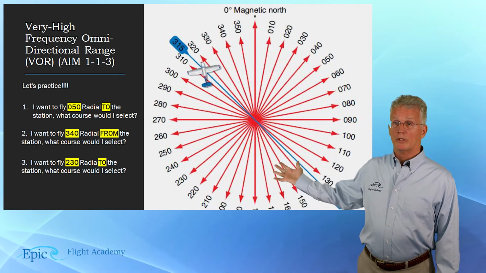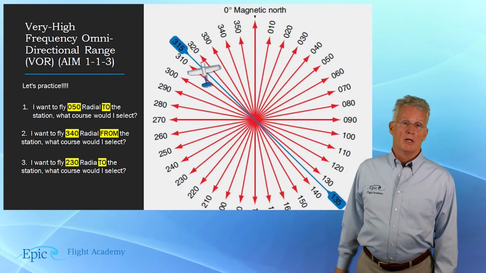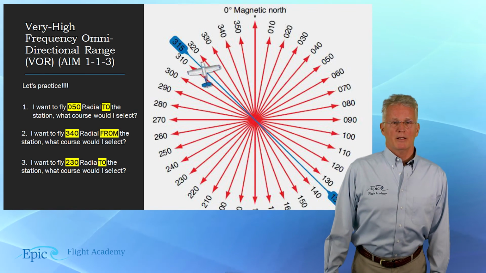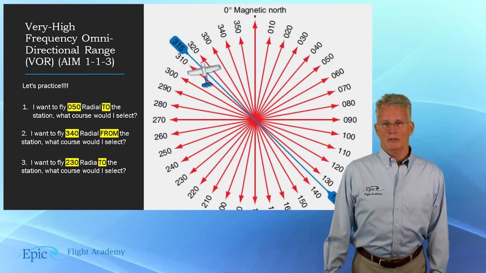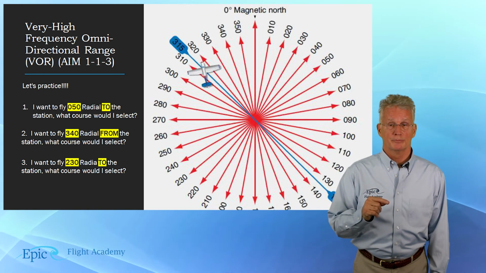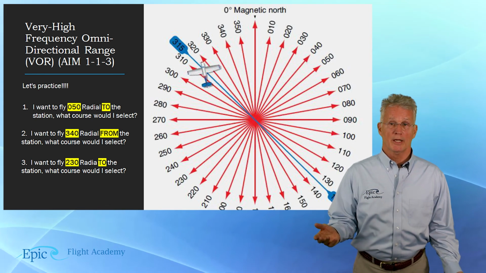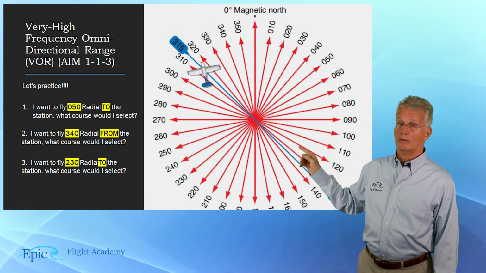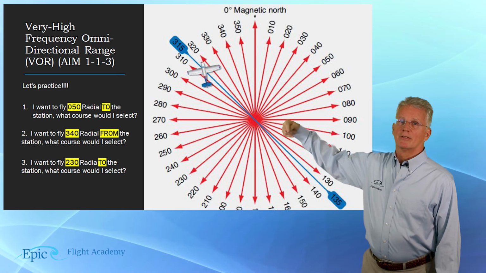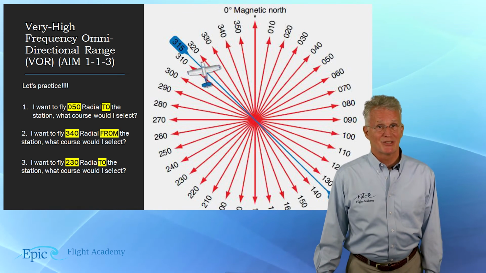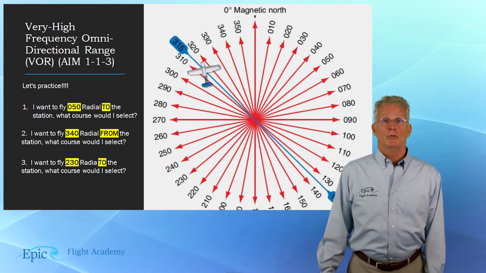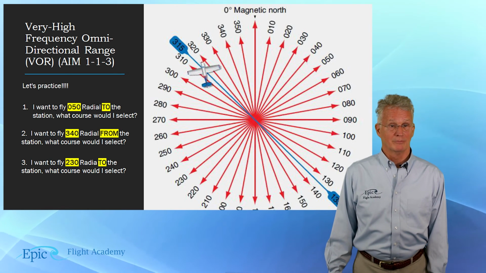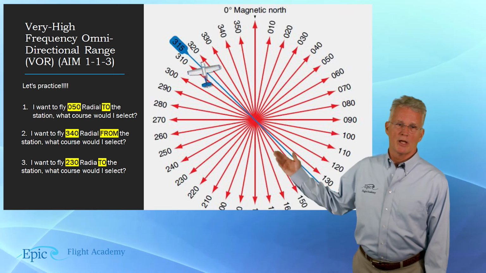So here we show the red radials and scenario number one. You want to fly the 050 radial to the station. Well, what do you select? You would select the 050 radial. Do you see that? But to fly it inbound to the station, you would have to be flying a heading of 230. Let's look at example two.